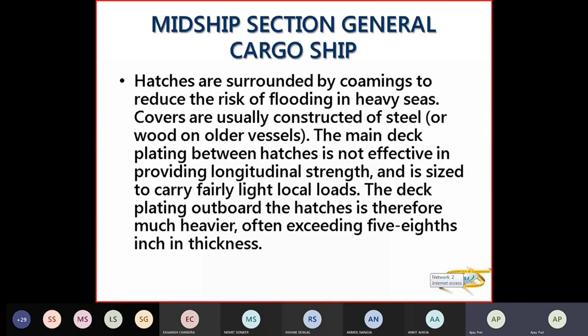Then the hatches are surrounded by coamings. And the coamings, as we had done in your load lines, you have in position 1, which is 600 mm above deck. Position 2, that is 450 mm above deck. That is the minimum requirement of hatch coaming. That will be reducing the risk of flooding during heavy seas.